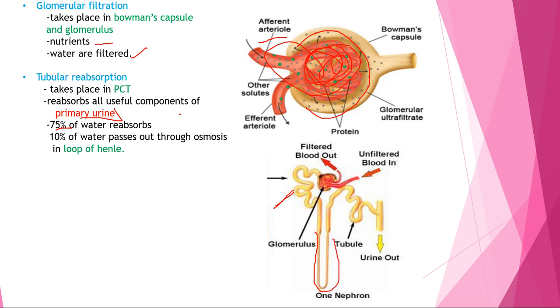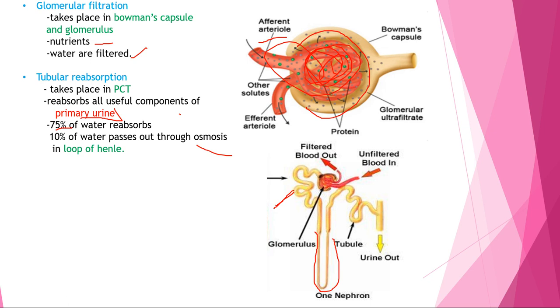The filtrate from the proximal convoluted tubule enters into the loop of Henle, where 10% of water passes out through a process called osmosis. What is meant by osmosis? Osmosis is the movement of solvent molecules from a region of higher concentration to a region of lower concentration through a semi-permeable membrane. In this process of osmosis, 10% of water passes out, so the urine becomes more concentrated.